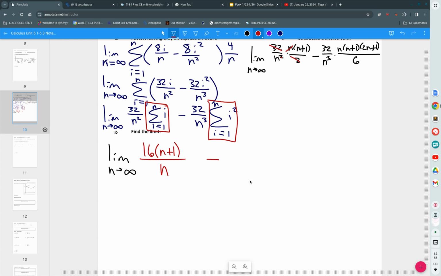Minus, looks like one of the n's will cancel here. And what's 32 over 6 reduced to? How about we divide each one by 2 and go 16 over 3? Yeah. So 16 times n plus 1 times 2n plus 1 all over the 3n squared.